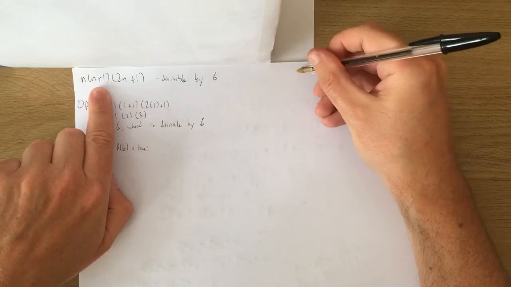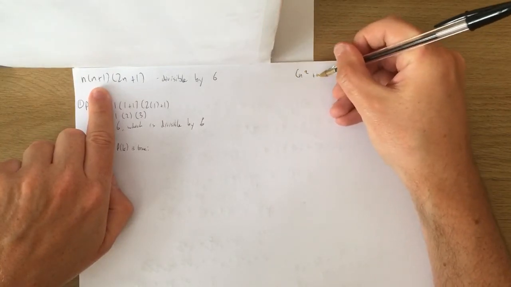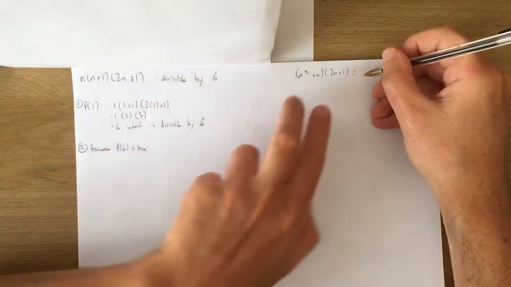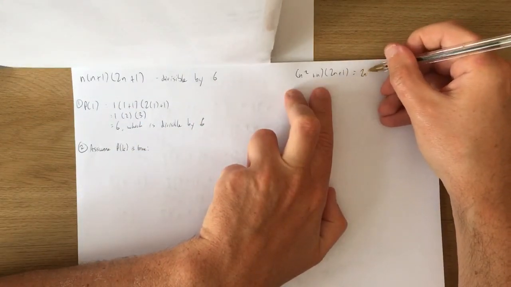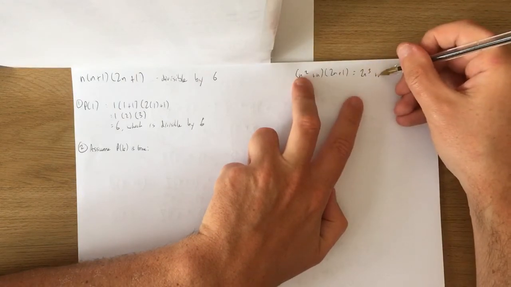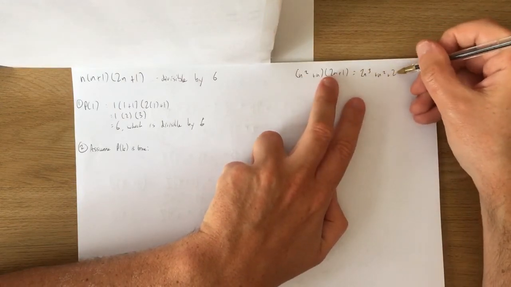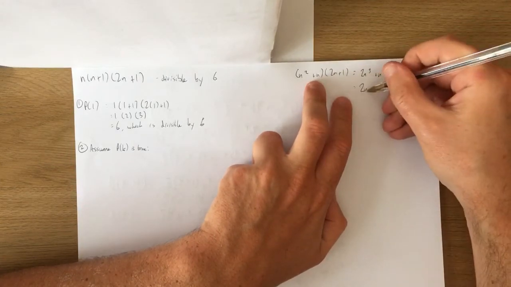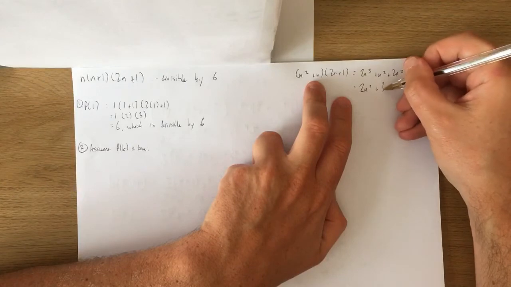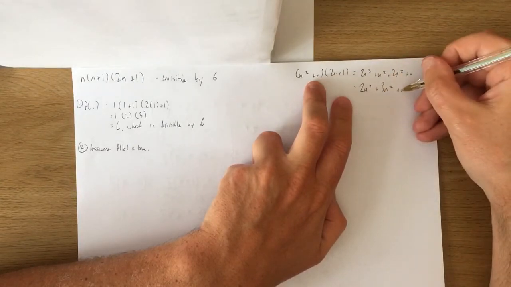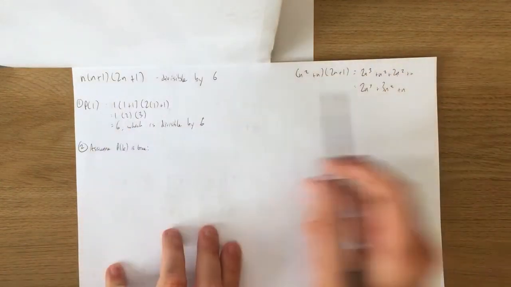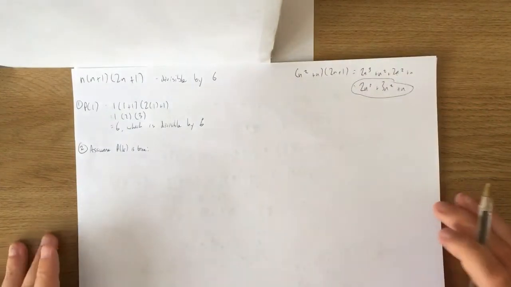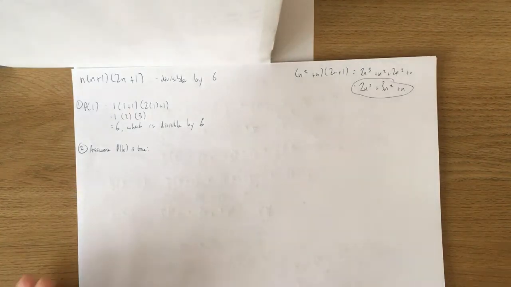Okay, so if I multiply this out, I've got (n squared plus n) times (2n plus 1), and that's equal to n squared by 2n is 2n cubed, n squared by 1 is n squared, n by 2n is 2n squared, n by 1 is n. So that's 2n cubed plus 3n squared plus n. Okay, so I'm showing this is divisible by 6, and it's completely fine to do that.